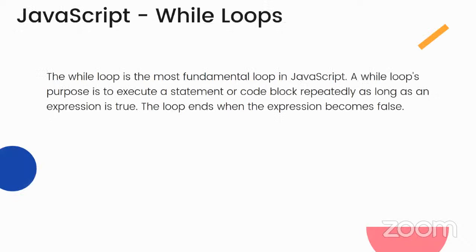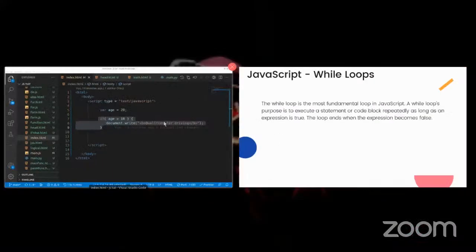So the while loop is the most fundamental loop in JavaScript. A while loop's purpose is to execute a statement or code block repeatedly as long as an expression is true. The loop ends when the expression becomes false. That's the way I just said it in the English language. It continues running as much as the condition is true, till it sees that the condition is false, and it now stops running. So let's check out how it looks in code.